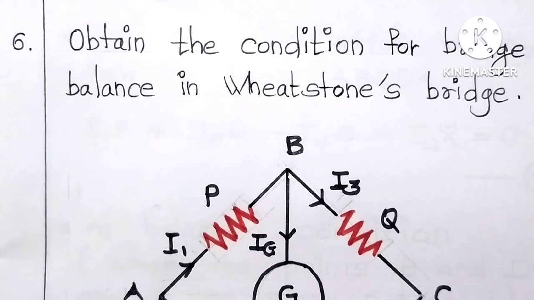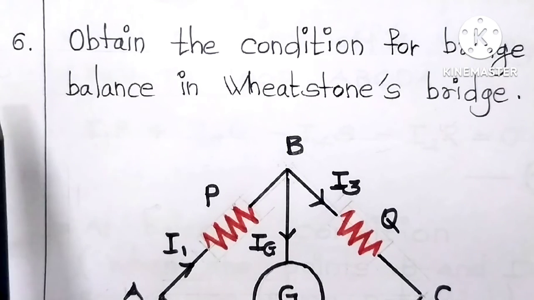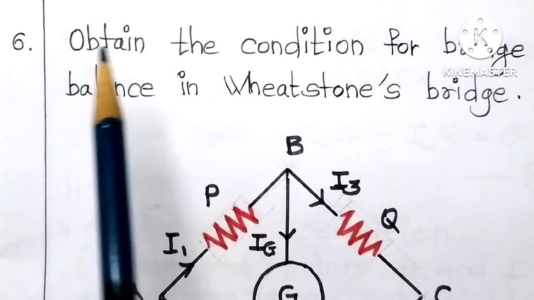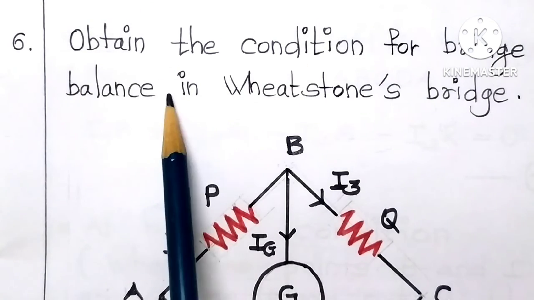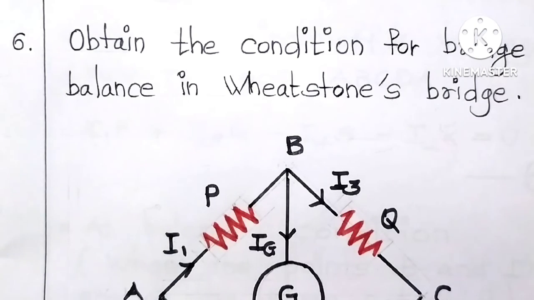Today in this video we are going to see Tamil Nadu State Board Syllabus Class 12 Physics Unit 2 Current Electricity. We have been seeing the derivations of this lesson one by one. Today we are going to see the sixth derivation, the sixth question: Obtain the condition for bridge balance in Wheatstone's bridge.